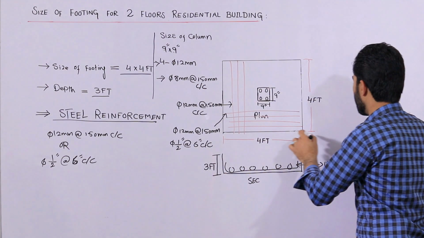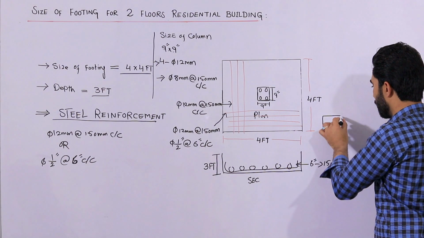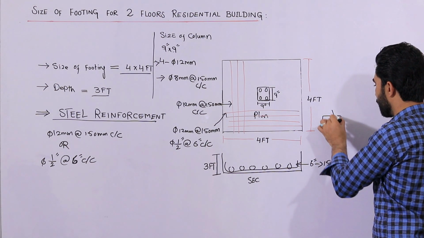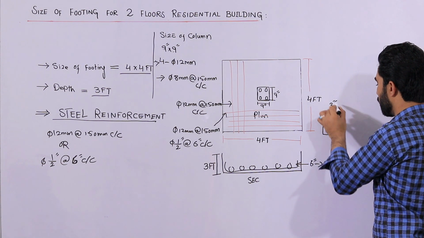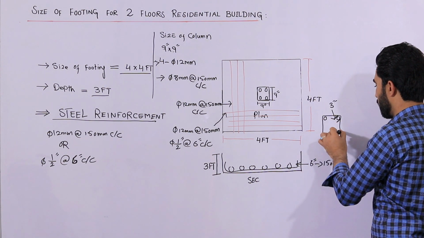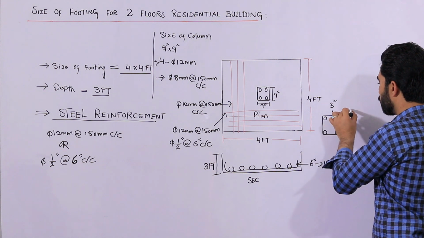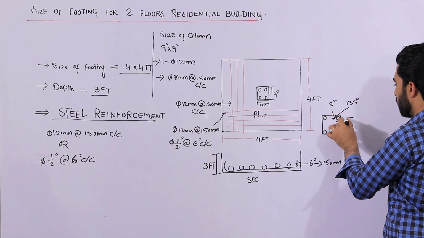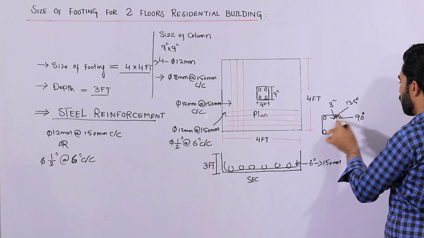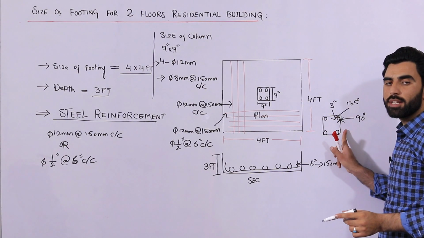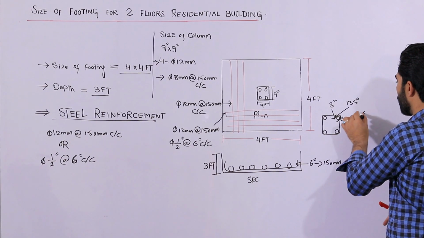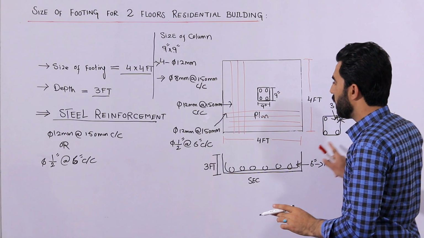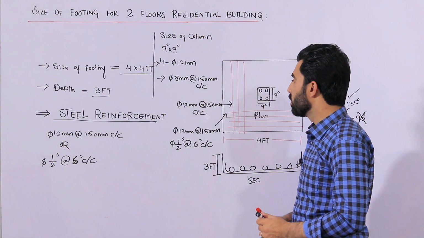And here guys, you can see this is the ring, and the hook should be bent at 135 degrees. The hook's length should not be less than 3 inches, like this. And the hook should be provided at 135 degrees, not 90 degrees. Most people provide the hooks at 90 degrees, so this is wrong. This is the correct way. So these are steel reinforcement, and the spacing you can keep up to 6 inches.